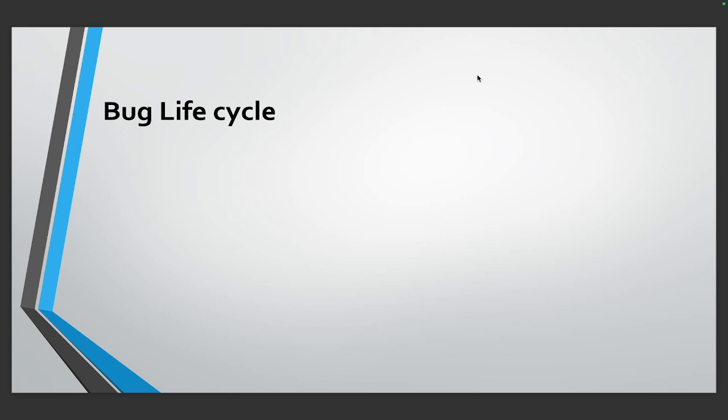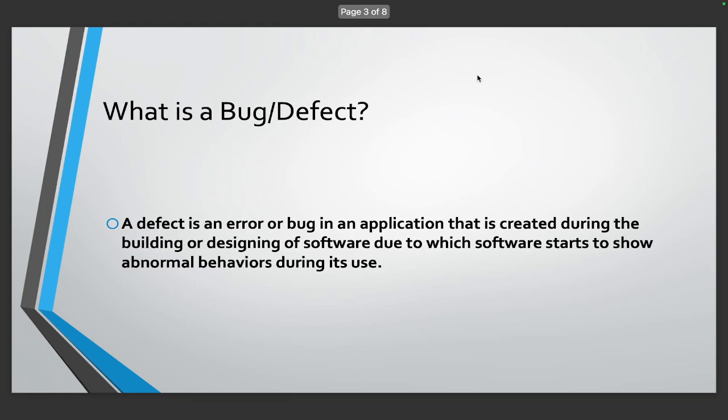Let's discuss first what a bug or defect is. A defect is an error or bug in an application that is created during building or designing of software, due to which the software starts to show abnormal behaviors during its use. So we can find some bugs in the design, and we can find some bugs in the application.